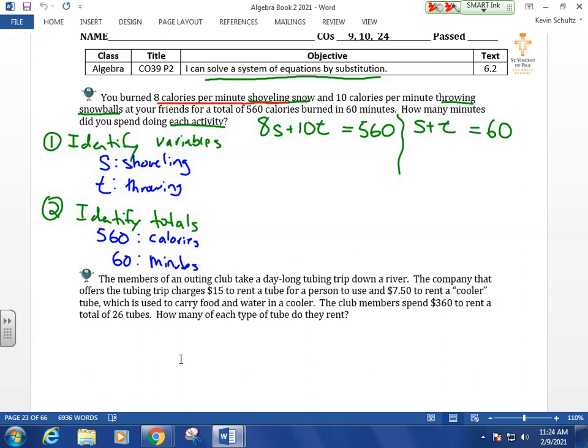That word per is pretty important, okay? In that it connects that coefficient 8 with the variable. 8 calories per minute shoveling. If we shovel for 5 minutes, we'll burn 40 calories. 8 times 5, right? If we shovel longer, we'll burn more. If we shovel less time, we'll burn less. And 10t, kind of same thing here. 10 calories per minute throwing. That word per, it connects that coefficient to the variable.